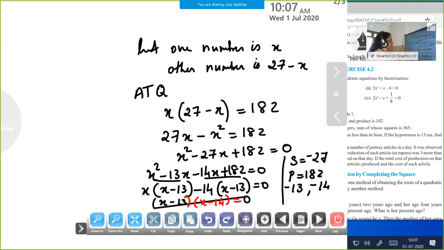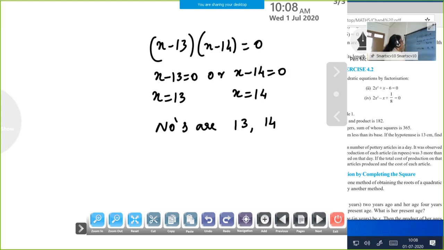We take that the product is equal to x into 27 minus x, 182. Then simplify, you get the quadratic equation x square minus 27x plus 182 is equal to 0. And factorizing this equation using the splitting the middle term method, minus 13x minus 14x, and taking the common factors, that is x minus 13 into x minus 14 is equal to 0. That means x is equal to 13 or x is equal to 14.